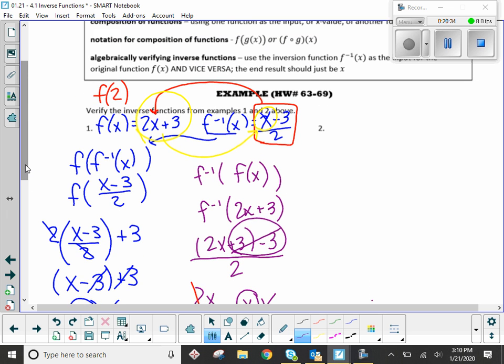You try number 2 from the front. Here's the original function from number 2, and the inverse function, and you are going to do this process. Substitute this one into that one, and then substitute this one into that one, vice versa. Simplify, and you should be getting what at the end? x each time. So take a few moments and try that.